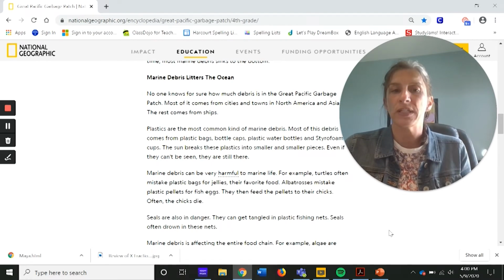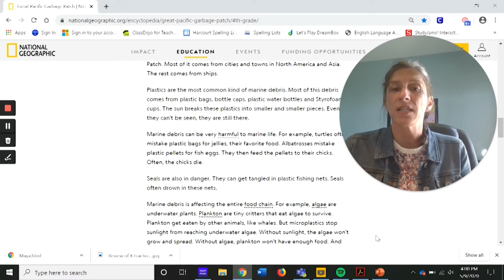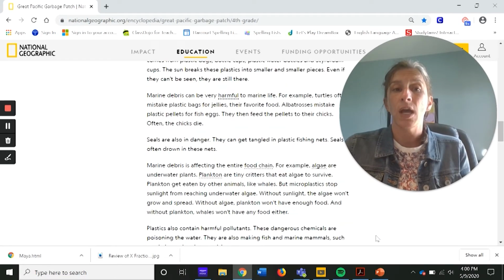Seals are also in danger. They can get tangled in plastic fishing nets. Seals often drown in these nets. Marine debris is affecting the entire food chain. For example, algae are underwater plants. Plankton are tiny critters that eat algae to survive. Plankton get eaten by other animals, like whales.